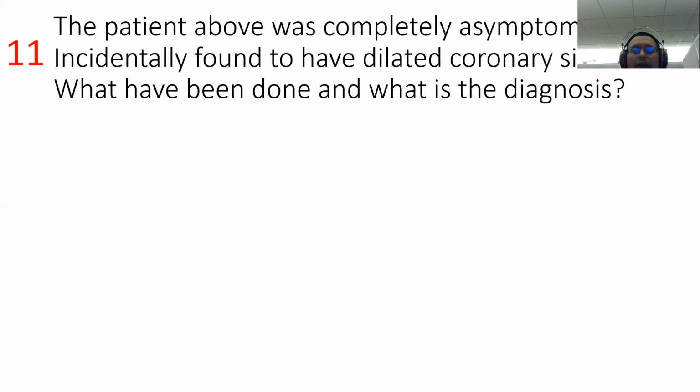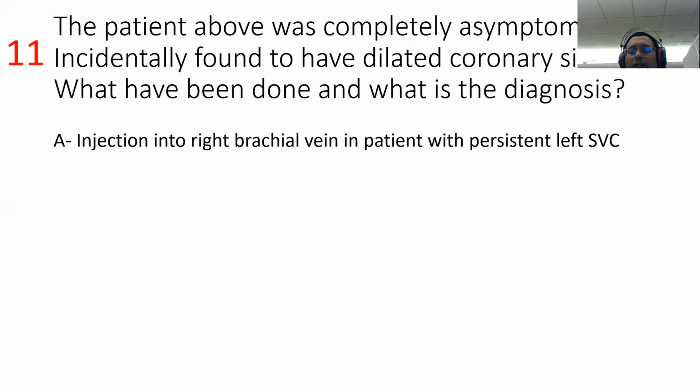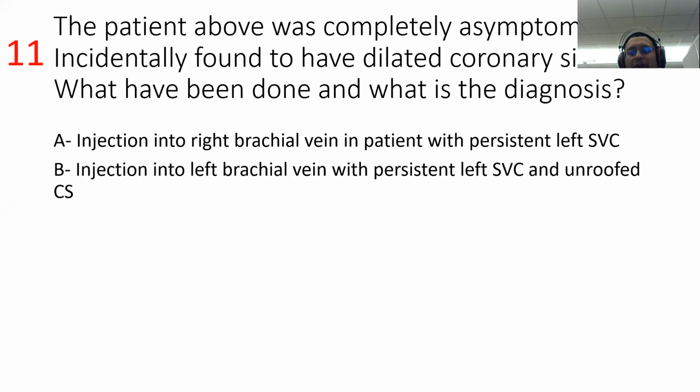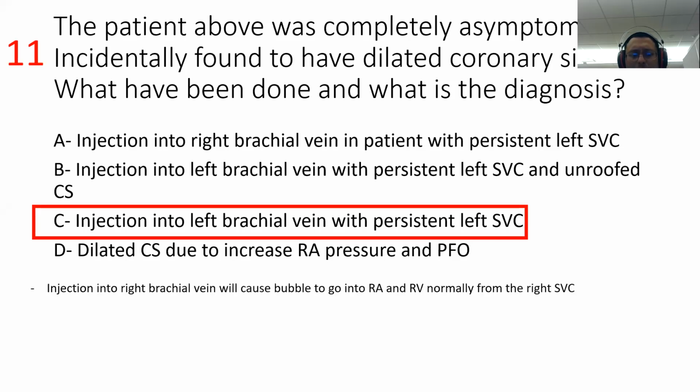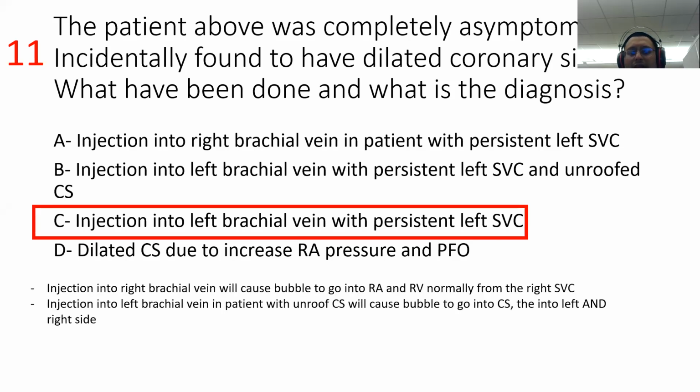So this is injection into the left brachial vein with persistent left SVC, but there is no unroofed coronary sinus. Injection into the right brachial vein will cause bubbles to go into the RA and RV normally from the right SVC. Injection into the left brachial vein in a patient with unroofed CS will cause bubbles to go into the CS, then into the left and right side of the heart. Option D is not related to the image at all.